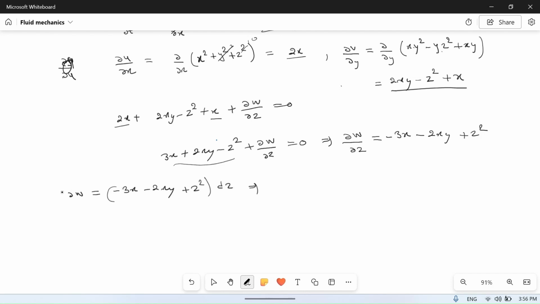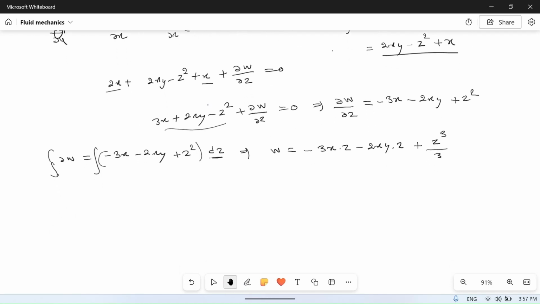So if we integrate both sides, then what will we get? We are integrating only with respect to z, so we will get w is equal to minus 3x into z minus 2xy into z plus z². Integration will be z³ divided by 3. Okay, so I hope you understood up to here. After that there will be a constant of integration c.